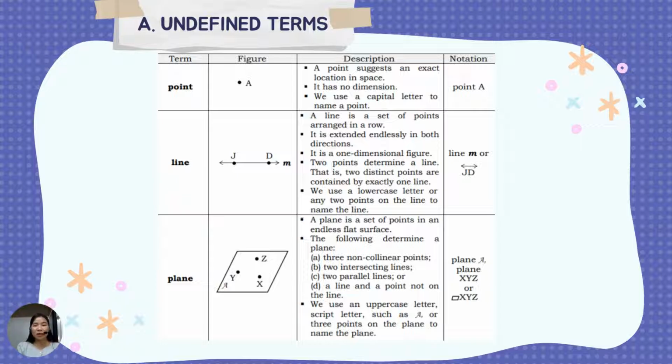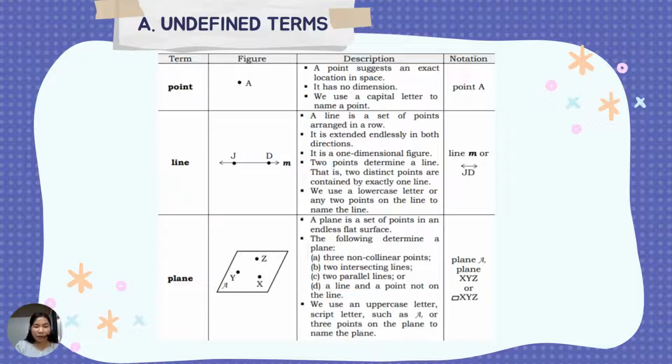We use a lowercase letter or any two points on the line to name the line. This figure can be read as line M or line JD, from point J to point D. That is line JD.